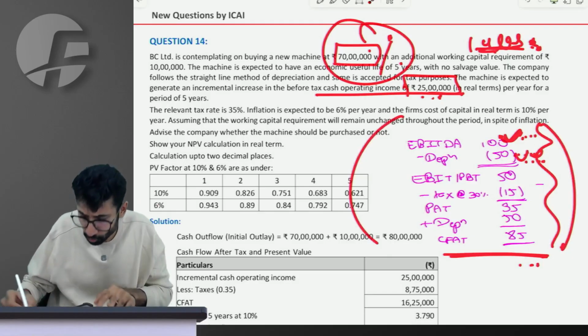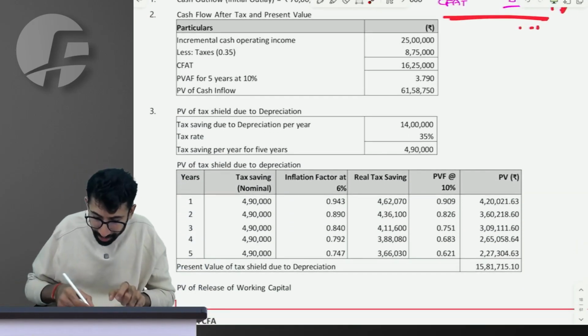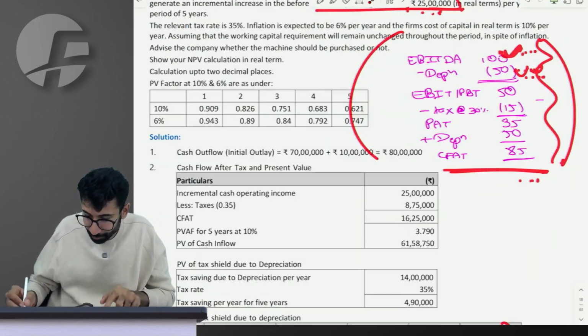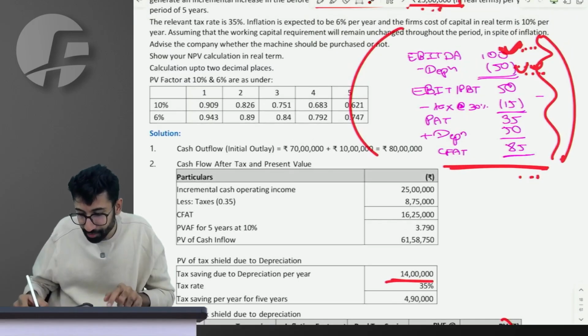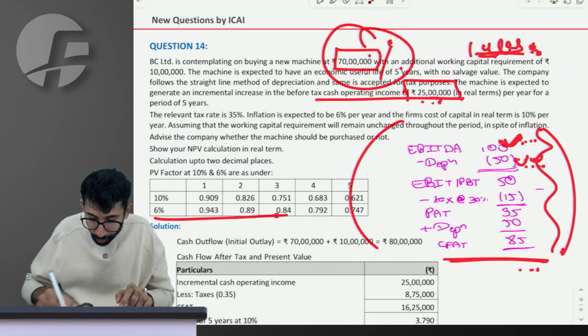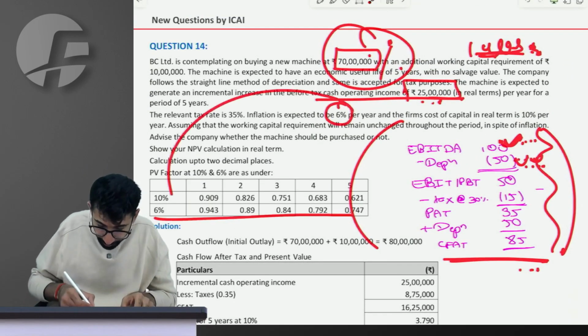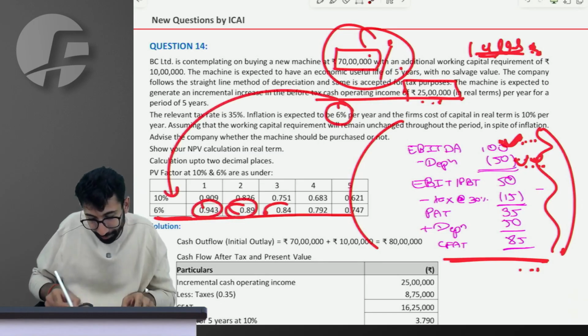One option is to find the real depreciation. Sir, we have done it. For example, 14 lakhs is the amount of depreciation. How much is it? 14, right? So 14 multiplied by, if you observe, at the rate of 6%, we have been given the present value factors.